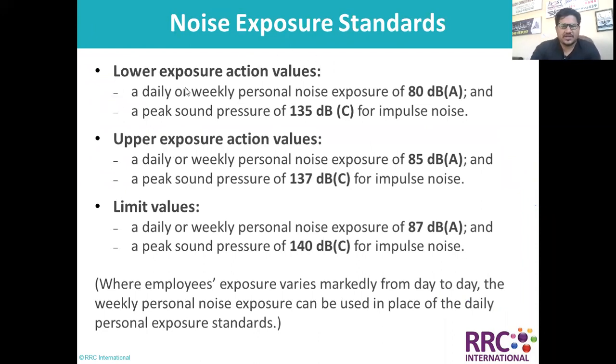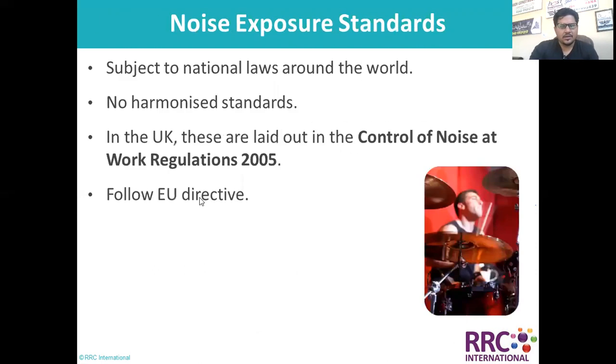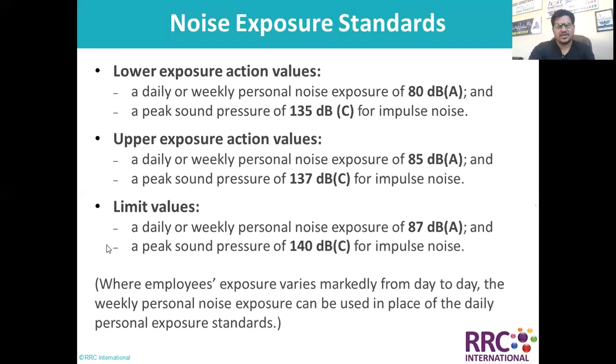Now, the noise exposure standards. Lower exposure action values are a daily or weekly personal noise exposure of 80 decibel, and a peak sound pressure of 135 decibel for impulse noise. Upper exposure action values are a daily or weekly personal noise exposure of 85 decibel, and a peak sound pressure of 137 decibel for impulse noise. Now, limit values are a daily or weekly personal noise exposure of 85 decibel, and a peak sound pressure of 140 decibel for impulse noise. Where employee exposure varies markedly from day to day, the weekly personal noise exposure can be used in place of the daily personal exposure standard.